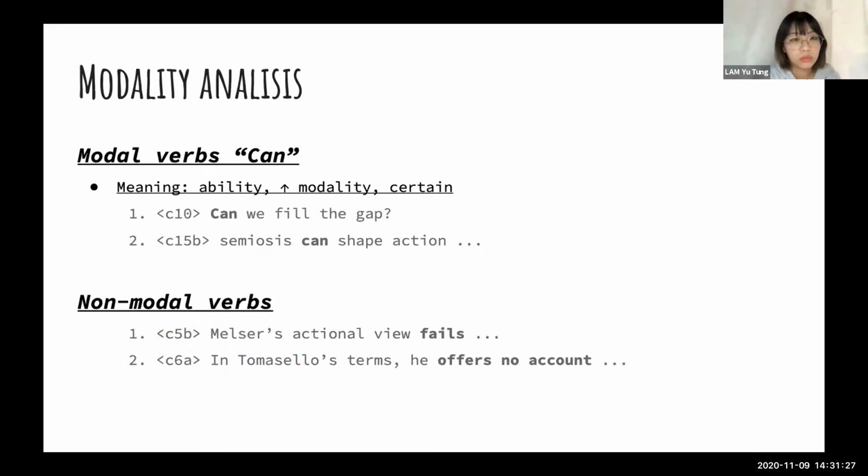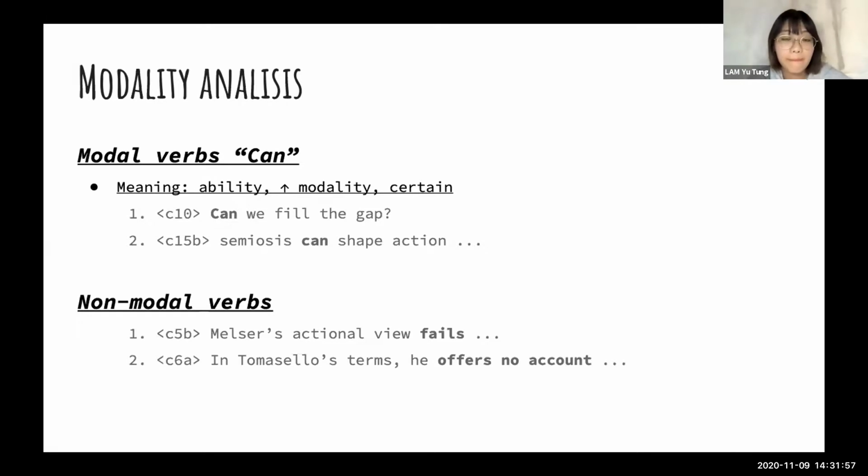So when it comes to modality, it focuses on understanding the attitude of the author's view by observing modal verbs. Modal verbs are less likely to be seen in an abstract, as it is not necessary to show the level of possibility when things have evidence to support. So there are only two examples of the modal verb can to refer to ability, in clause 10 and clause 15b.